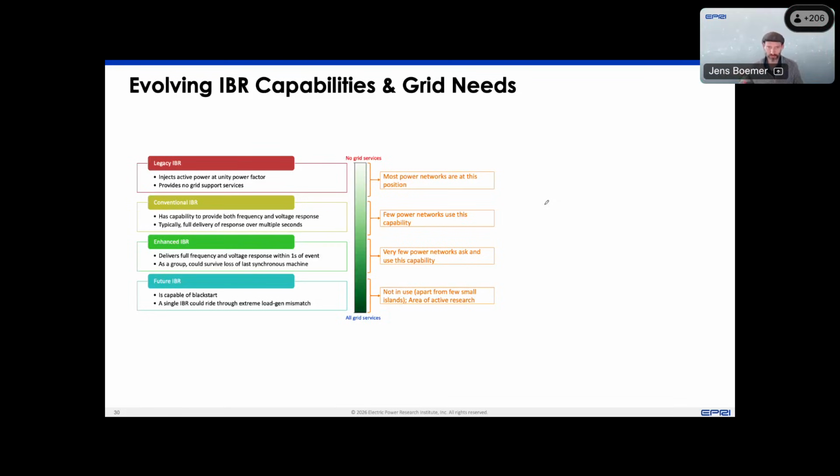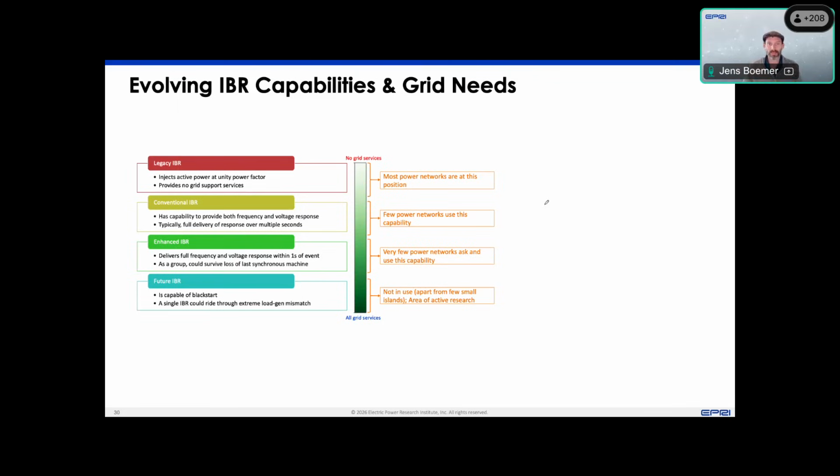So how did we even get here, right? When did we start thinking about inverter-based resources? What type of capabilities have these resources had in the past? What type of capabilities do they have today? And what capabilities and performance do they need to have in the future as the deployment and penetration of IBRs in the power system may increase in certain areas?